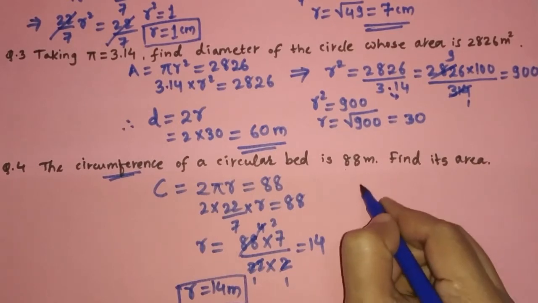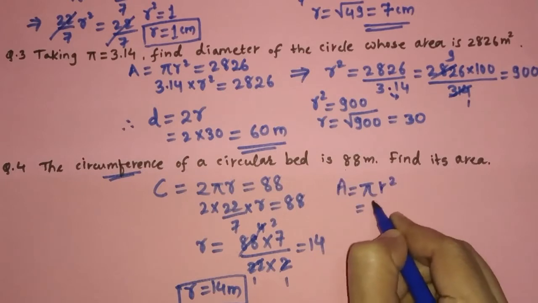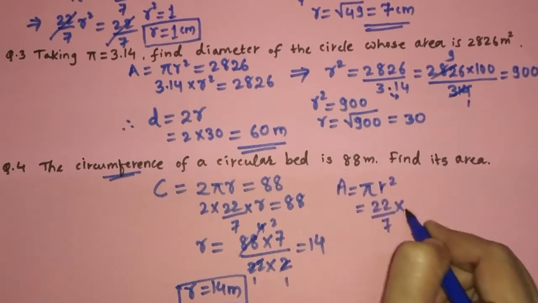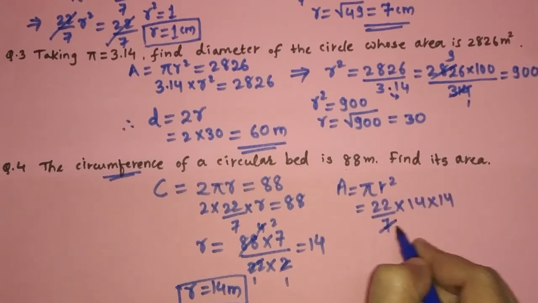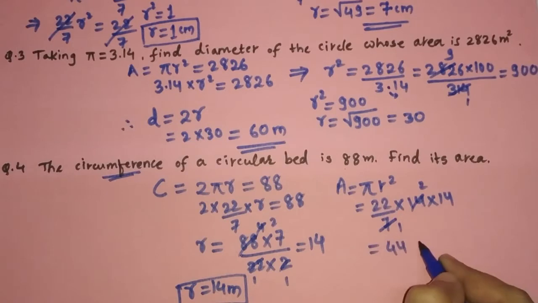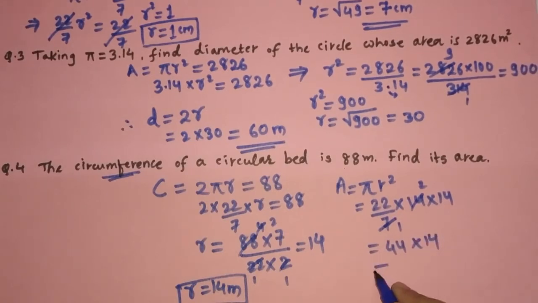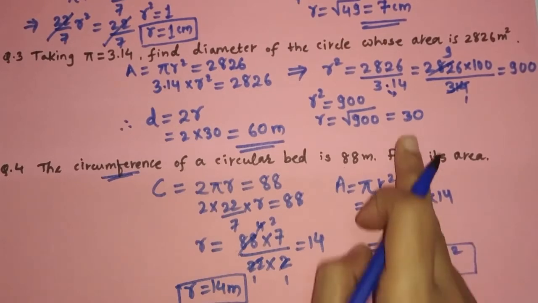Now we want to find out the area. So area is pi r square. 22/7, r square is 14 into 14 here. So I'll just simplify. 22 2s are 44 into 14. Just simply multiply it. You'll get 616 meters square. This is the area of the circle which we have found.